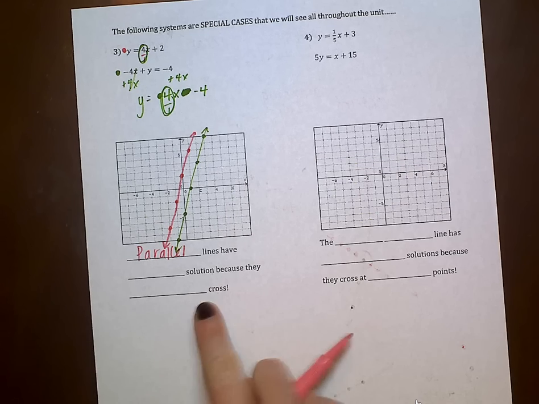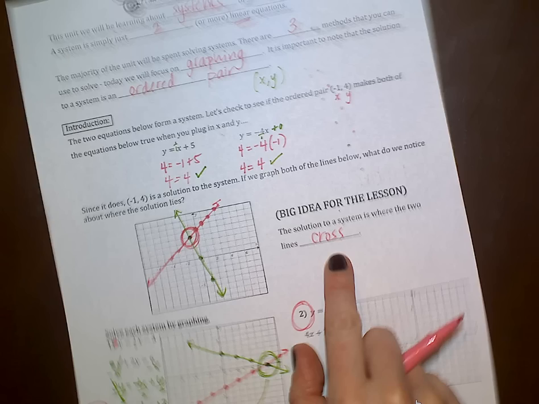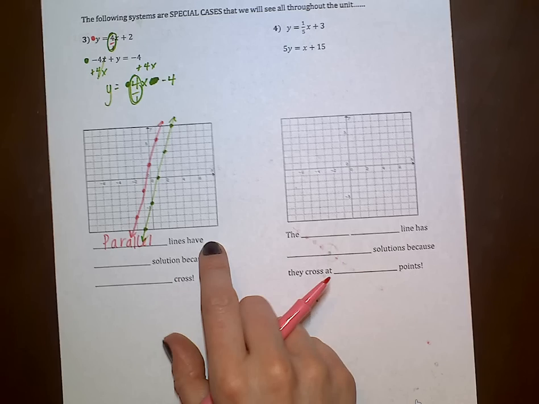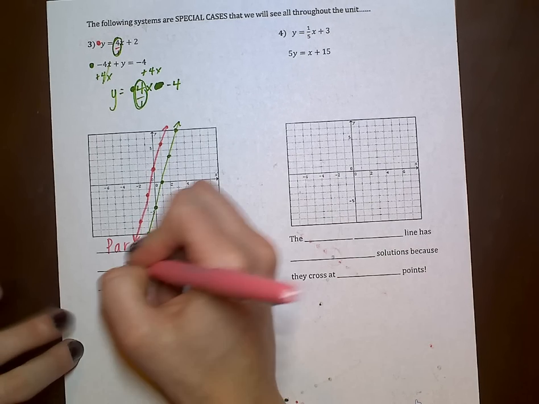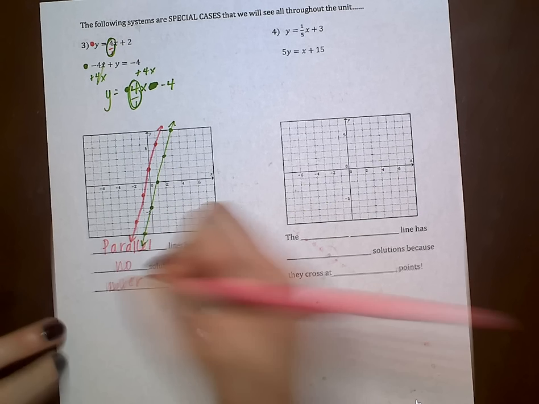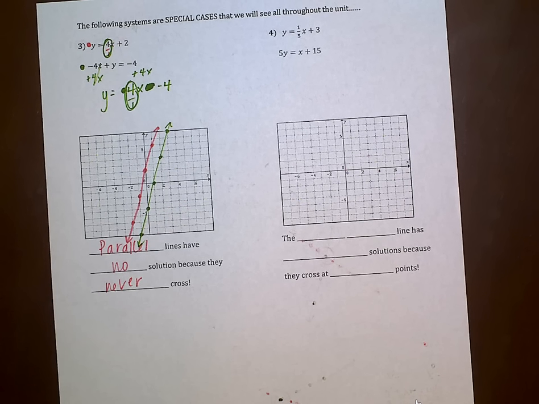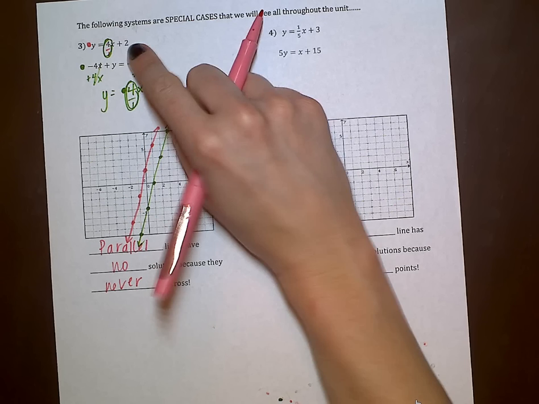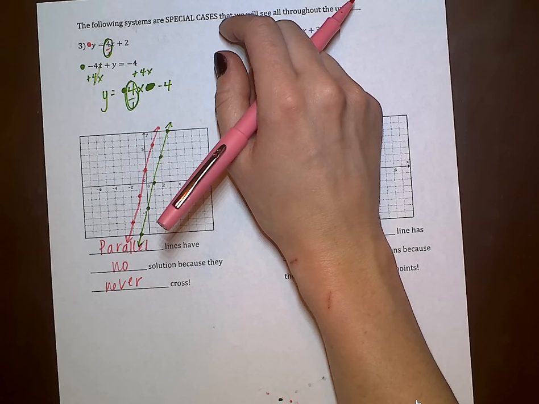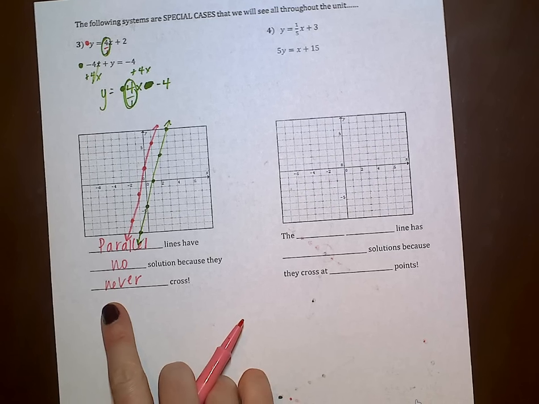I told you on the front, the big idea was that the answer is where the lines cross. So think about it, parallel lines do not cross. So that means they have no solution because they never cross. There is no ordered pair, no x and y that I can plug in that's going to work in both of these equations. It just does not exist. So no solution if you ever see parallel lines.